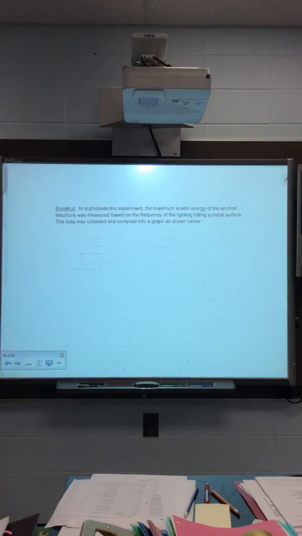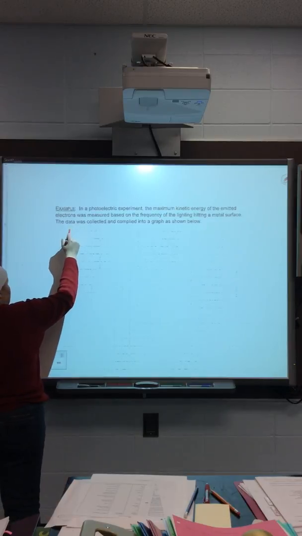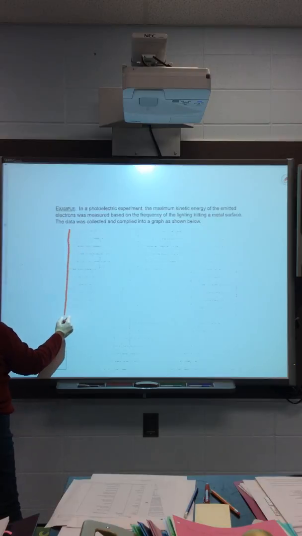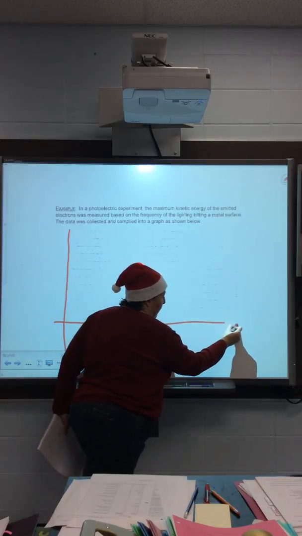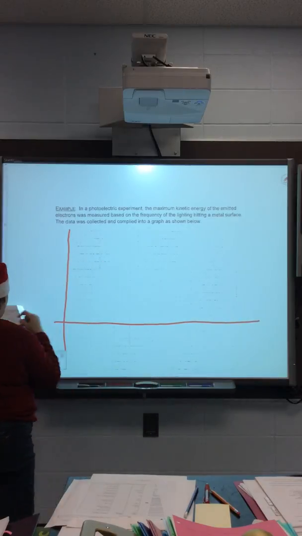So if we look here, in a photoelectric experiment, the maximum kinetic energy of the emitted electrons was measured based on the frequency of light hitting a metal surface. Data was collected and compiled into a graph as shown below. So there's data already given to us, and this is what we're looking at here on a graph like this.